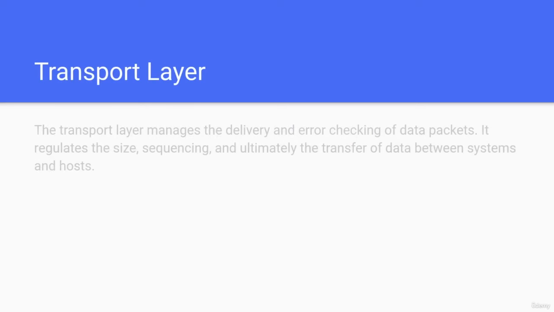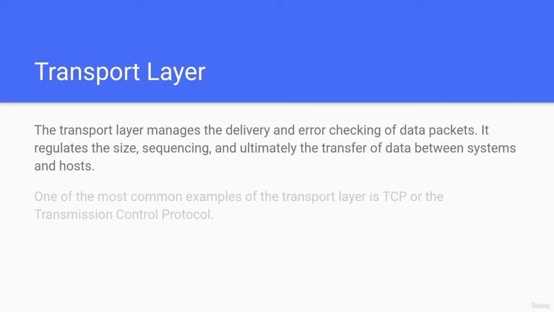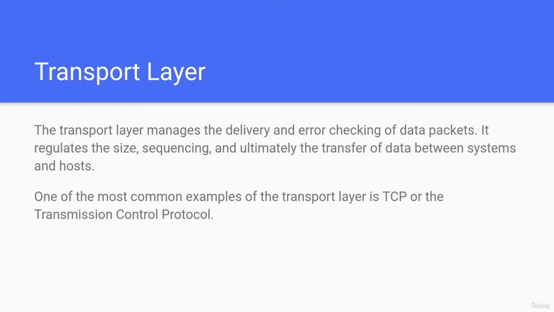The transport layer manages the delivery and error checking of data packets. It regulates the size, sequencing, and ultimately the transfer of data between systems and hosts. One of the most common examples of the transport layer is TCP, the Transmission Control Protocol, or UDP. So TCP and UDP are here.